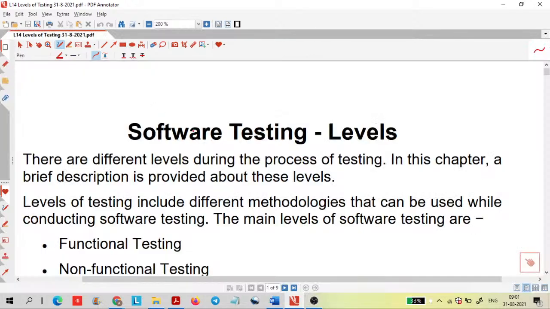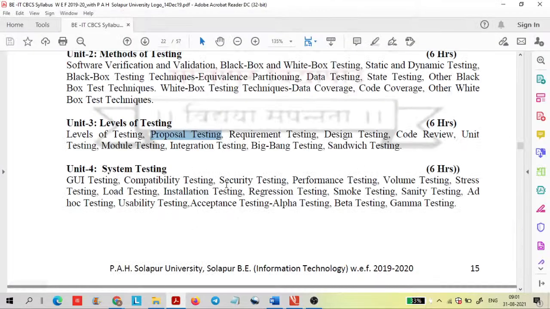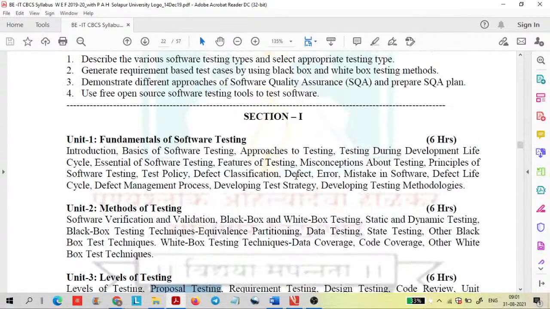Okay. Is my screen visible? Yes. Yes, sir. Okay.